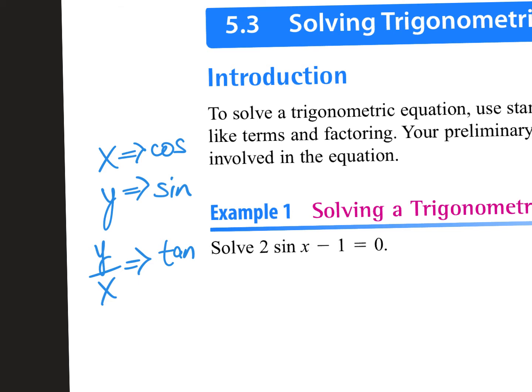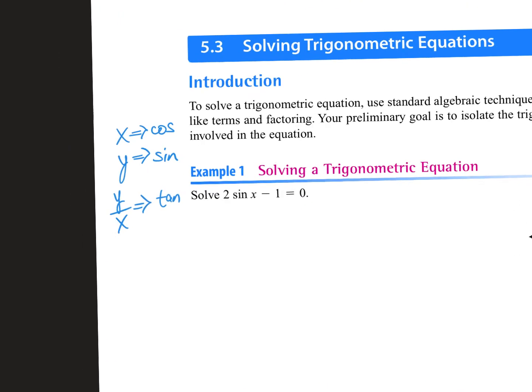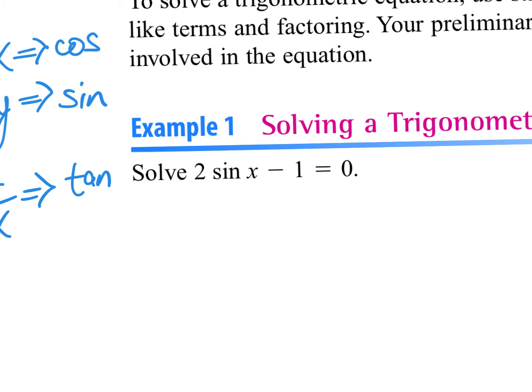So we're going to solve these equations just like we would any normal equation that you guys have seen a million times. All right? Look at this first example. First example says to solve, yes? Do you guys see how it says solve 2 sine x minus 1 equals 0? We're not solving for x by itself. We're solving for the sine of x. I want to get that by itself.